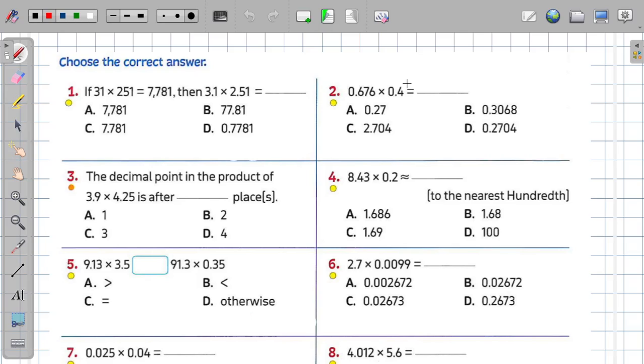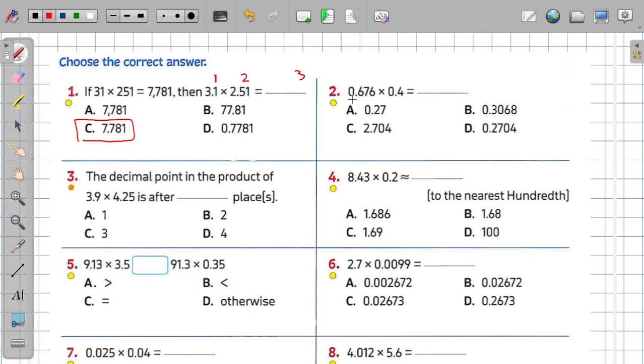Here I want to solve some multiple-choice questions that maybe will help us in the final exams. The first one, I have 31 by 251 equals 7,781. So 3.1 by 2.51 equals what? Here I have 1 decimal place, here I have 2 decimal places, so the result will have 3 decimal places. Here I don't have any decimal places, here I have 2, here I have 3 decimal places, and this is the correct choice. But here I have 4 decimal places. So A, B, D are wrong answers, and C is the right answer.